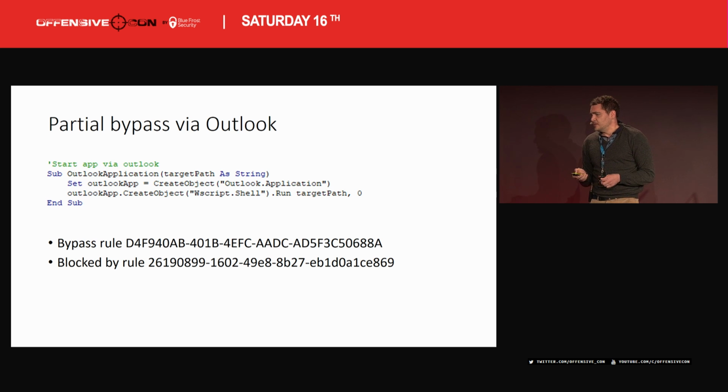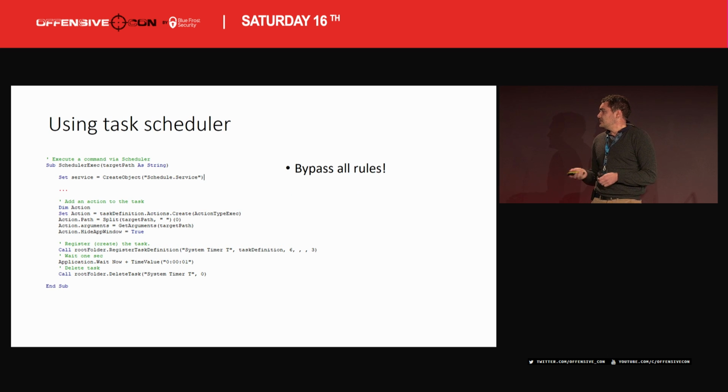Now let's have a look at three examples of full bypass of these rules. You can use the task scheduler. This is what I thought about first when I saw this rule. Basically, in this example, I create a task which starts immediately and then delete it. And when you do this, the parent process is not Office. So it bypasses the ASR.